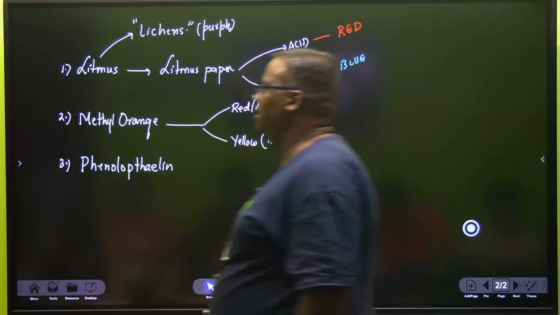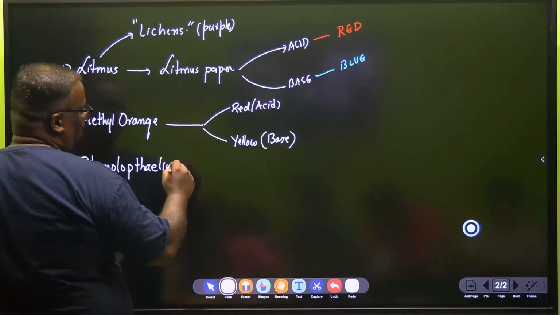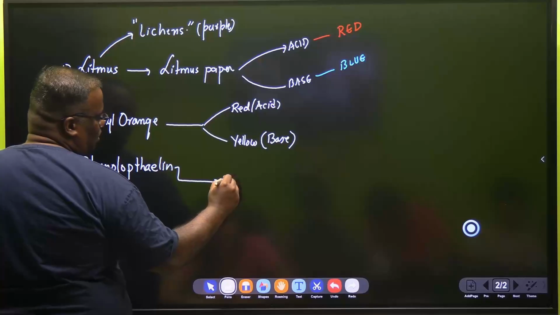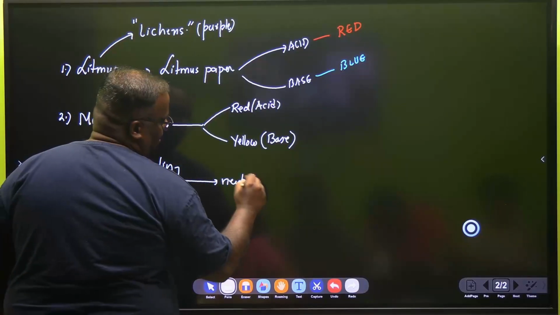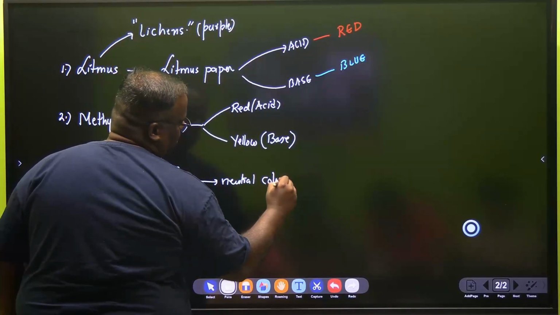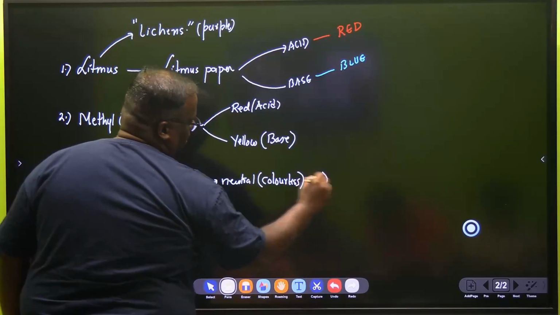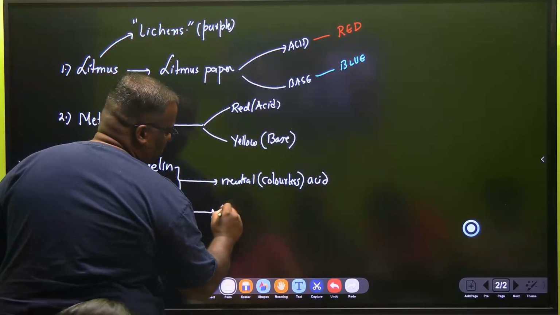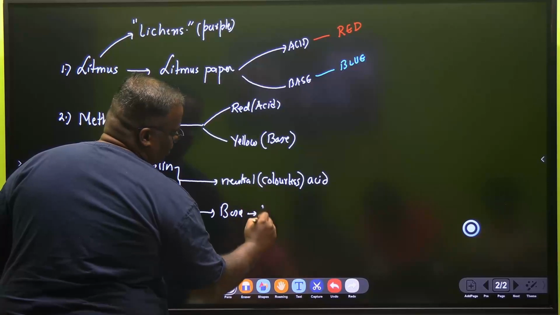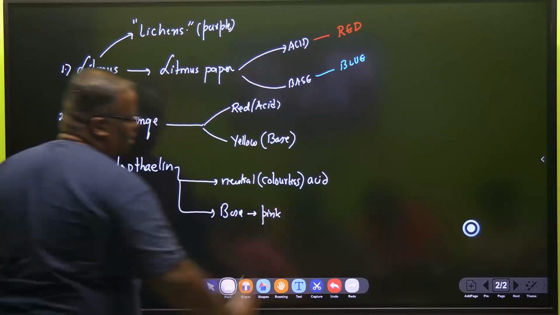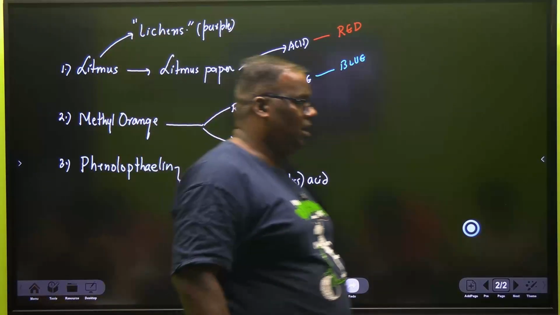And phenolphthalein is the most used for titration. It is colorless in acid. Neutral means colorless. However, when it comes in contact with a base, it will give what is known as a pink color, just like KMnO4, which gives a pink color.